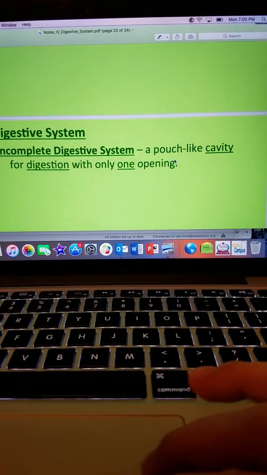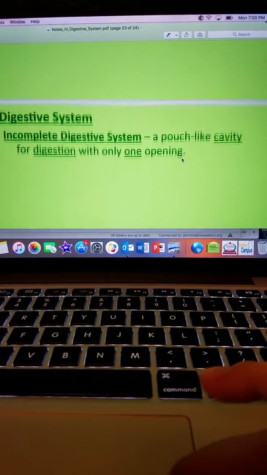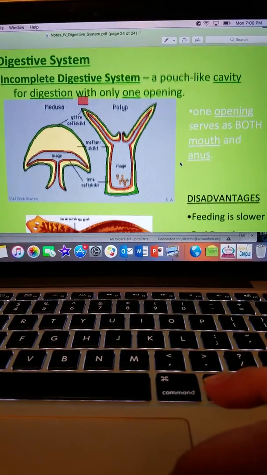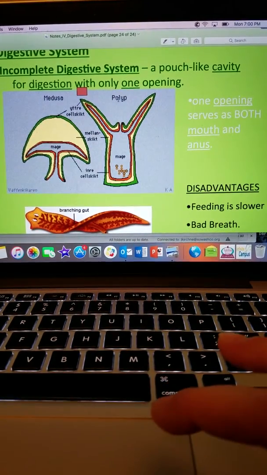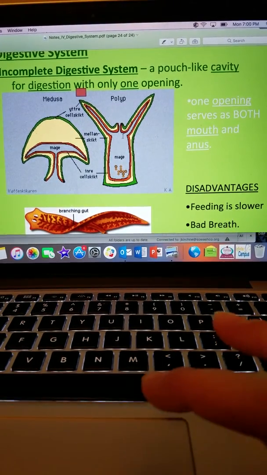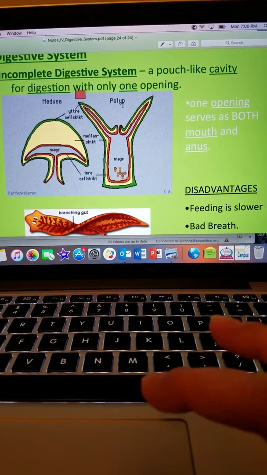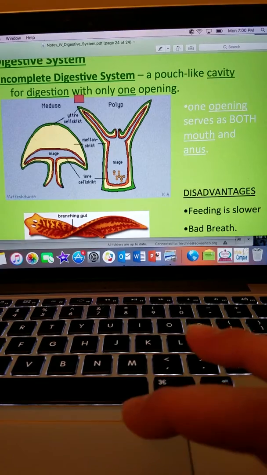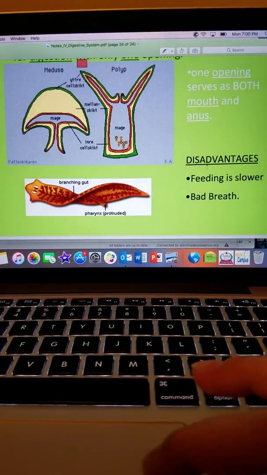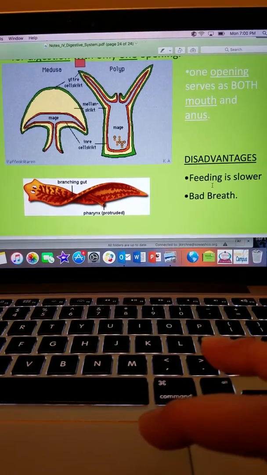Then an incomplete has a pouch-like cavity for digestion with only 1 opening. I want you to think about that. There's only 1 opening. Could you imagine? So here is an example of a polyp. Pouch-like cavity, only 1 opening. So the food goes in, gets converted, and the poop, if you will, leaves in the same opening. I repeat, food and waste come in and out of the same opening. So it's a little faster. Obviously, disadvantage would be bad breath.